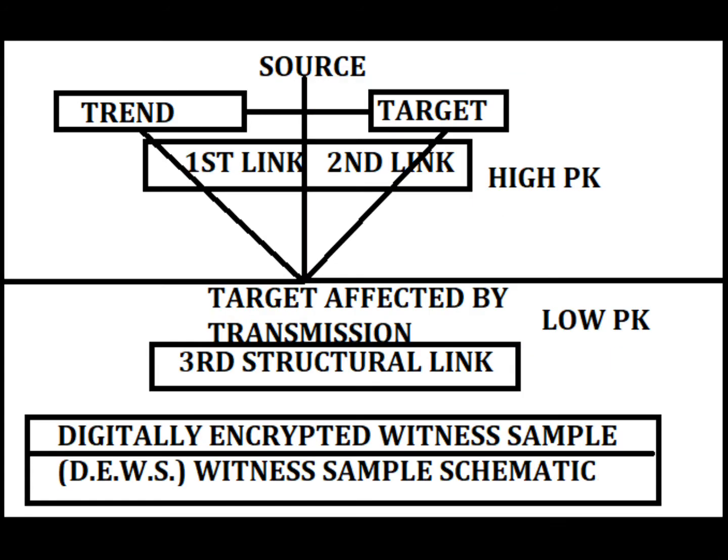So the trend and the target are at the source. The first and second links are formed at the source. They go from a high amount of PK to low, to the path of least resistance. Target is affected by transmission after the first and second are already formed. Then your third structural link is formed last. This is going to be a lot more efficient because there's a lot less steps and a lot less distance for that broadcast to travel, which makes it more efficient.